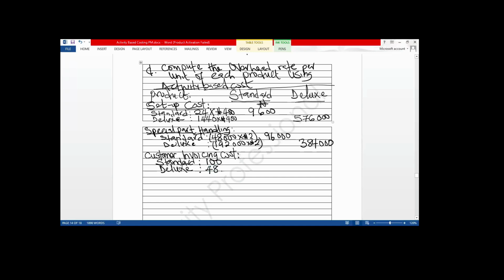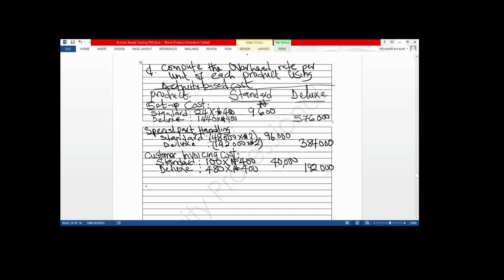480. At the rate of 400 naira per invoice, this should give you how much? 40,000. This will give us how much? 192,000. You can reconfirm: 40,000 plus 192,000 will give us 232,000. Yes. Total customer invoice overhead.